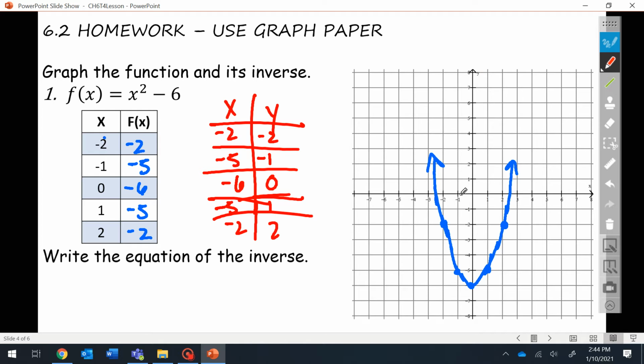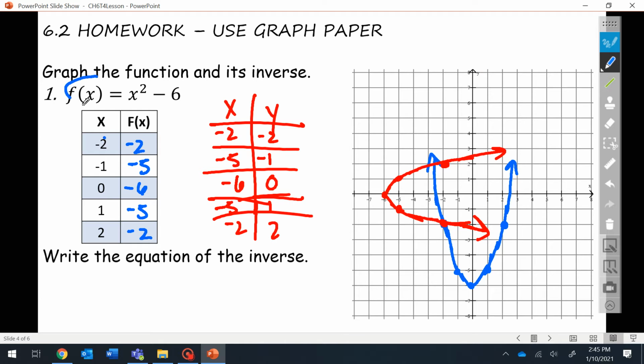Okay, so negative 2 is right here. Negative 5, negative 1, negative 6, 0, negative 5, 1, and negative 2, 2. Okay, so this is my inverse function. Once again, it's not technically a function, and that's because it's a combination of two functions. And we'll see in a second, we have to write the equation.